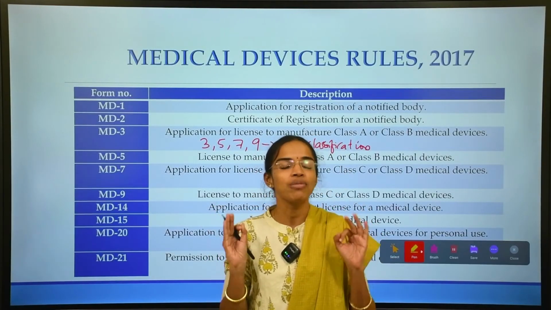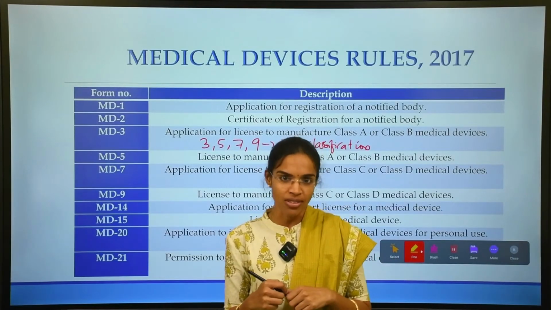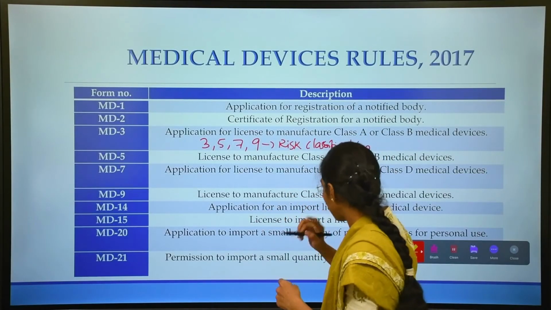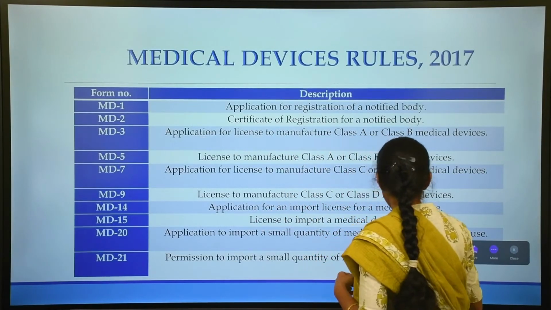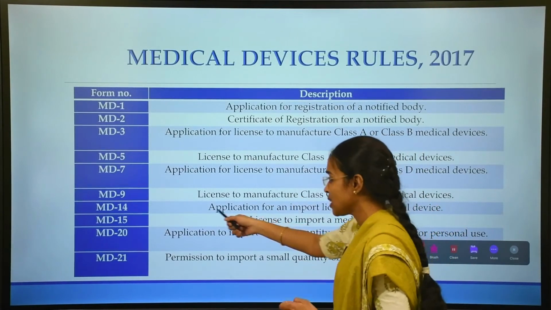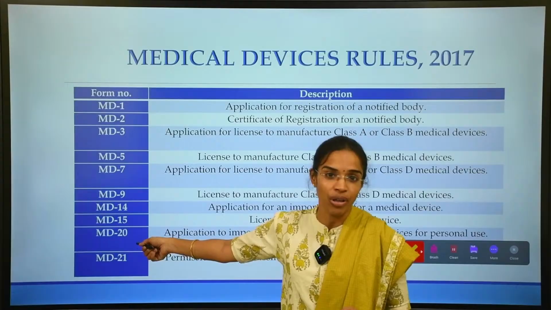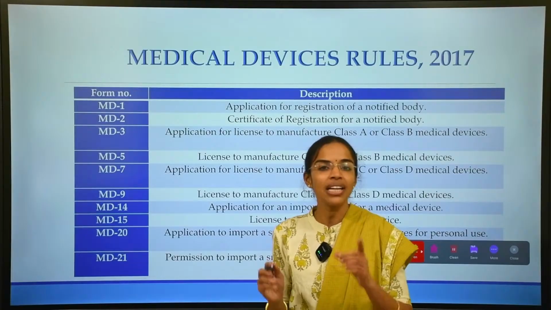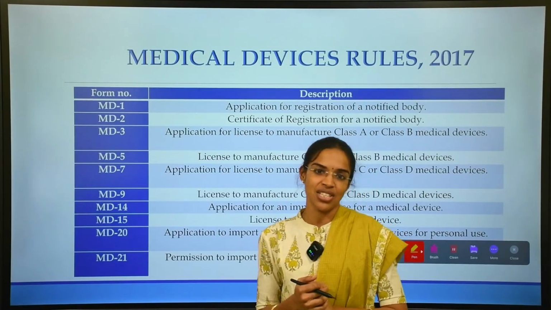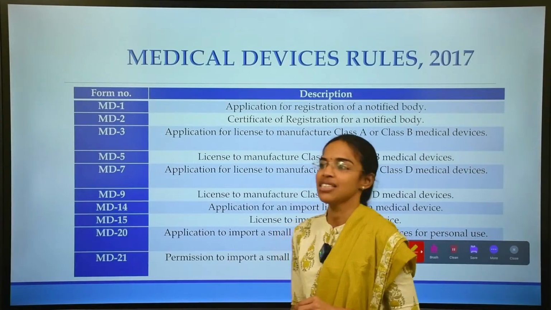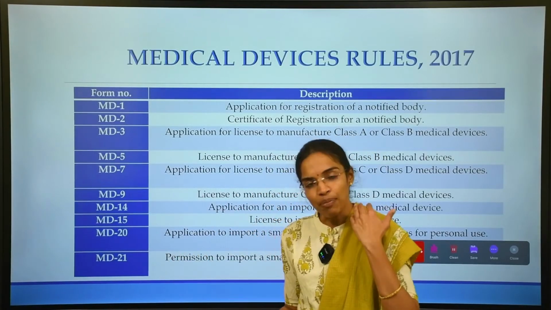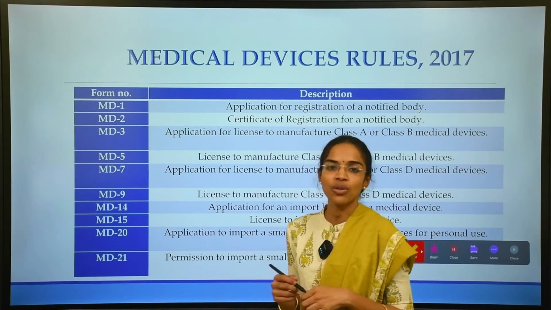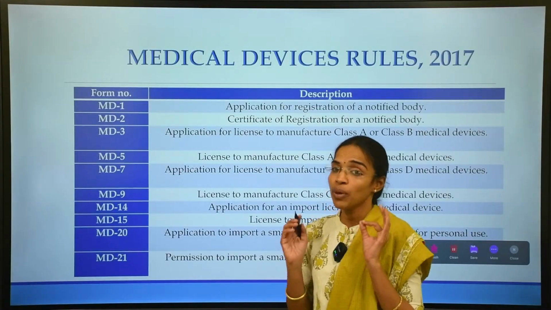It also plays a very crucial role in MDR 2017. So these are about the risk classification system. And we also have some other important forms. Forms 14 and 15 are about import licenses, and also Form 13. Form 13 is also an import license, but an import license for clinical investigations, whereas 14 and 15 are the application for import license and the grant of import license. And also forms 20 and 21, very important.